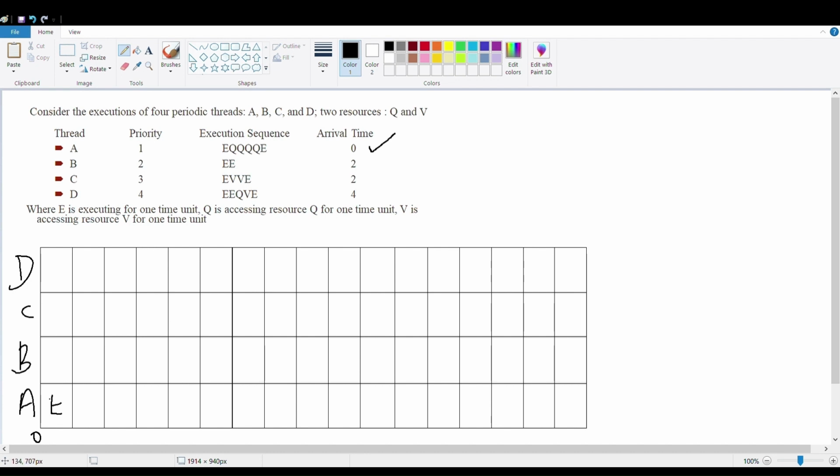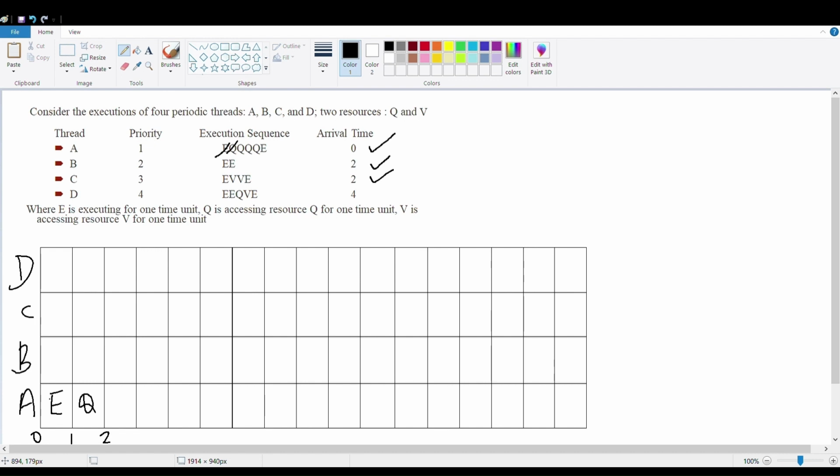A will execute E. Then at 1 there is no other process in the system except A, so A will execute again, this time Q. Let's see at 2. Another process enters the system at 2. B process enters at 2 and C process enters at 2. So there are three processes in the system right now, A, B and C.